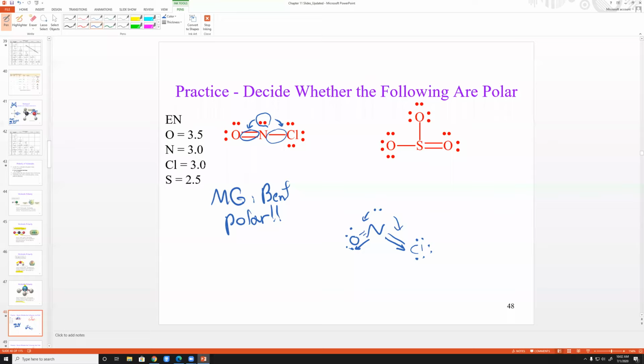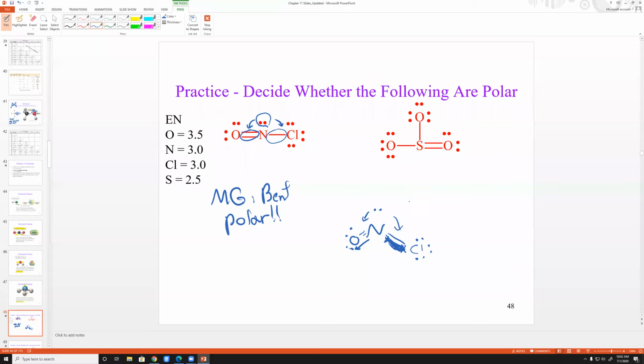Oh, it turned out nitrogen and chlorine have the same electronegativity. So this is going to be a very, very weak pulling, really in no direction. Remember I said last class that even if the numbers are exactly the same, there still is a little bit of polarity because the elements are different. That's true, but it would be almost nothing. So everything would be pushed more towards the oxygen.